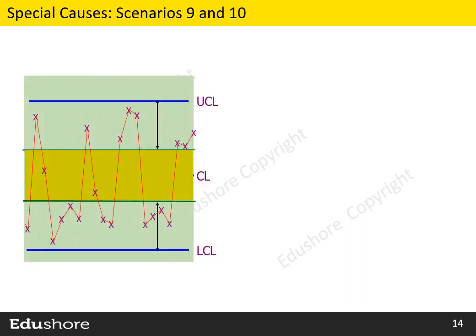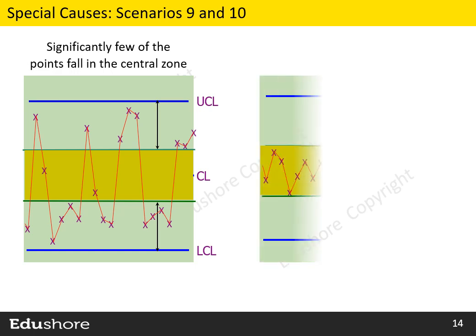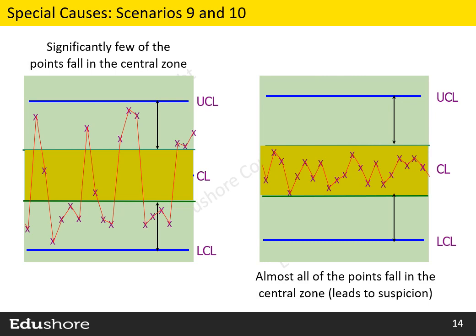If significantly few of the data points fall in the central zone of a control chart, it is considered as a special cause scenario. If almost all of the data points fall in the central zone of a control chart, it is also considered as a special cause scenario. Usually, this pattern leads to suspicion that the data may have been manipulated.